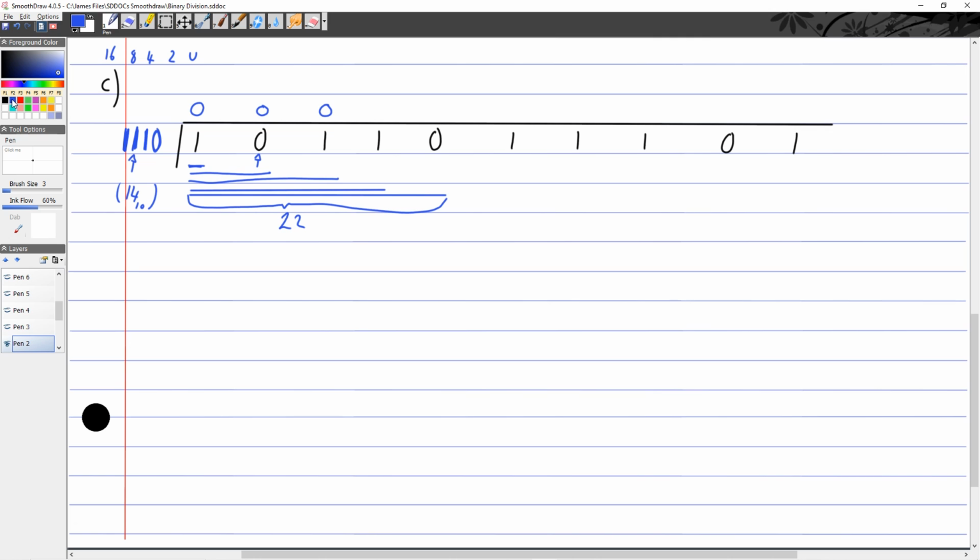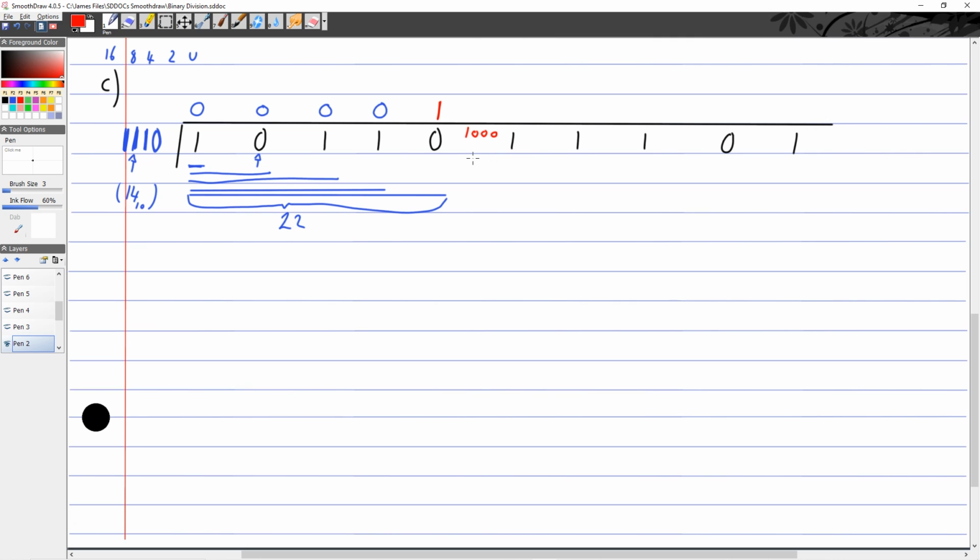In fact, what I forgot to do, when it wouldn't fit into a 4-bit number, I forgot to put that 0 there. And now we're looking at the 5-bit number, that's 22. 14 fits into 22 once. And of course, there's a remainder. 14 goes into 22 once, and there's a remainder of 8. So the remainder, remember, 8 looks like this: 1, 0, 0, 0.